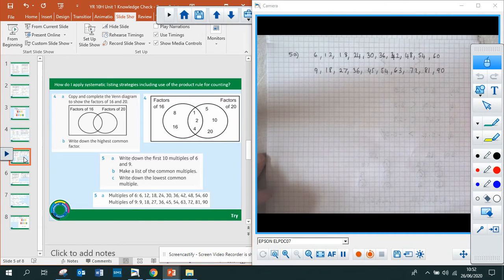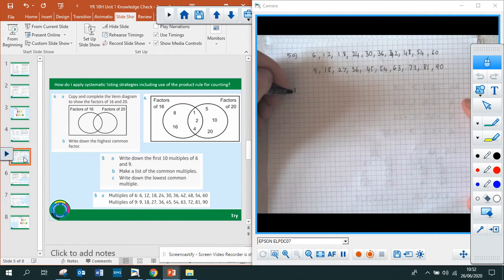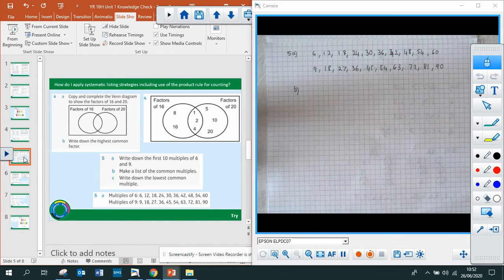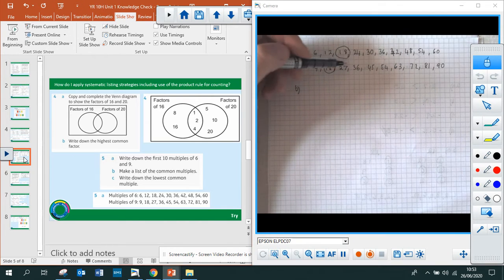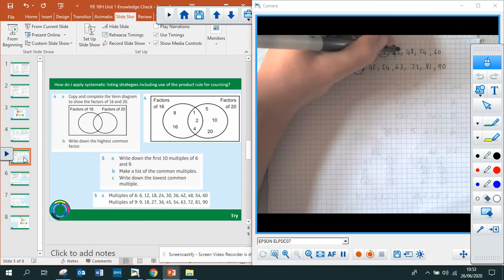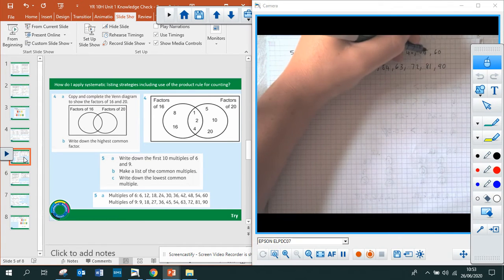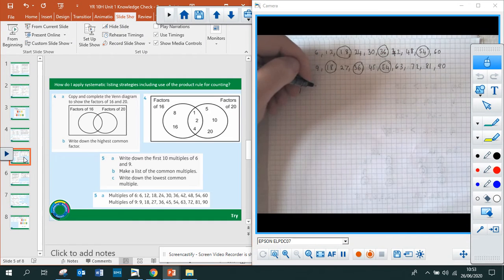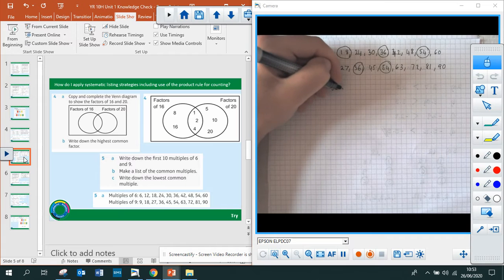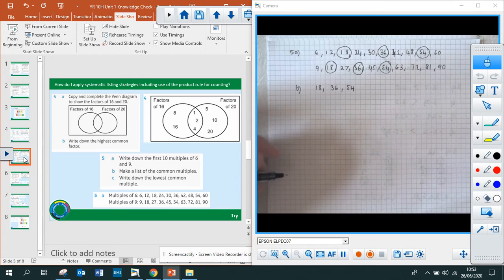Okay, so then my first 10 multiples of both. Then part B says, make a list of the common multiples. So all of the multiples that are in both, okay, all of the common multiples. I'm going to have a look. Well, 6 is only in the 6 times tables, 12 is only in the 6 times table, 18 is in both, 24 is only in the 6, 30 is only in the 6, 36 is in both, 42 no, 48 no, 54 is in both, okay, and then after that there are no more. So my common multiples are 18, 36, and 54.